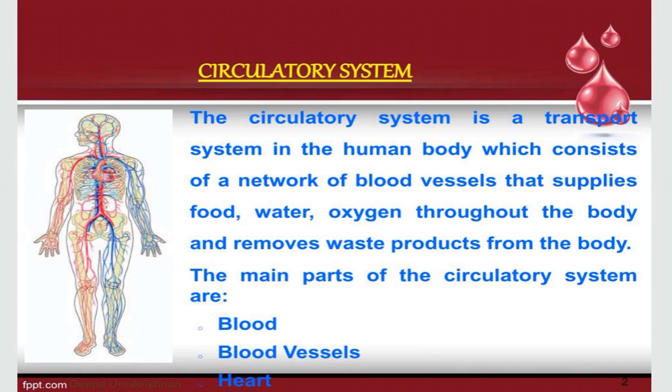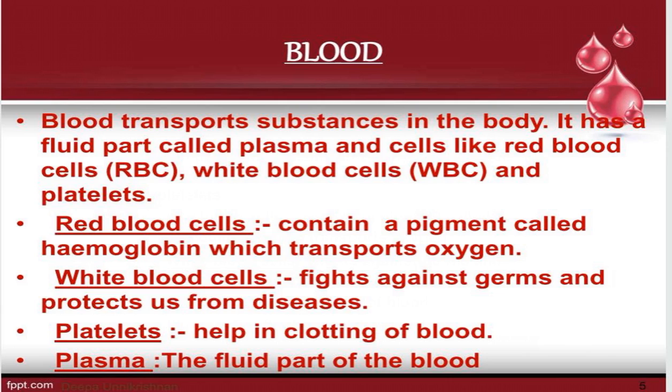So we discussed the circulatory system in humans. The circulatory system is the transport system in the human body, which consists of a network of blood vessels that supplies food, water, and oxygen throughout the body and removes the waste products from the body. The main parts of the circulatory system are the blood vessels and the heart. Components of the circulatory system: the circulatory system in humans comprises the blood vessels and the principal circulatory organ that we call the heart.